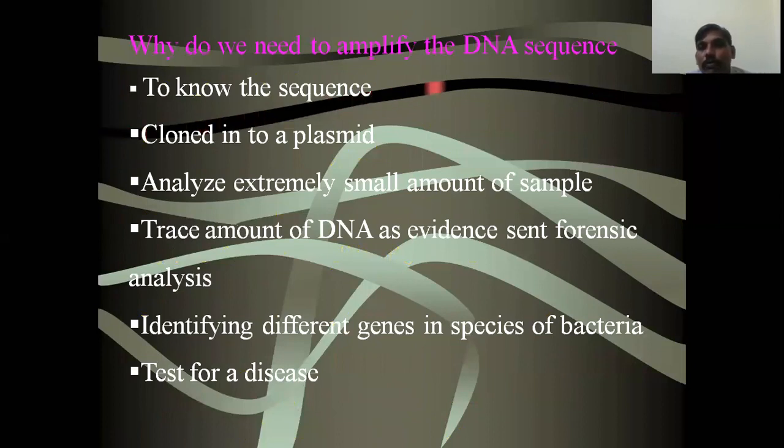So why do we need to amplify the DNA sequence? Normally, we isolate the DNA from microorganisms or other sources in a very tiny, low quantity. With this low quantity, we are unable to carry out research progress. Not only that, forensic investigators collect DNA samples from various sources like blood cells, skin, or hair, or any other sources. They collect the DNA or RNA material in very low quantity. With this low quantity of DNA, they are unable to carry out proper research or investigation.